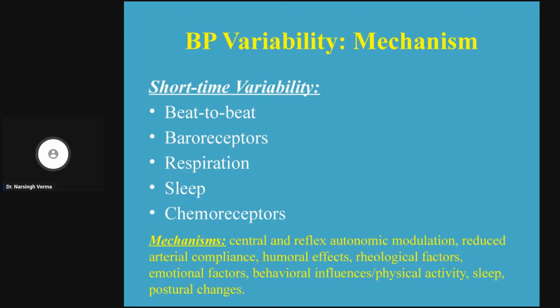So first we talk about blood pressure variability mechanisms. The mechanism of short-term variability, which includes beat to beat, is because of baroreceptor activity. This baroreceptor activity is very sensitive, and the baroreceptors keep on firing impulses, and this rate of firing of impulses by the baroreceptors can change our blood pressure. While we are teaching MBBS students in the physiology lab, we do postural changes, we observe these postural changes, and we see the effect of baroreceptors.